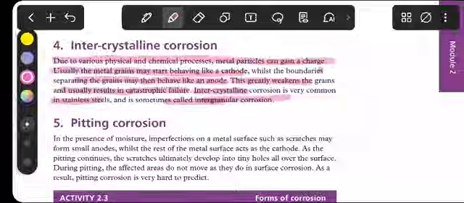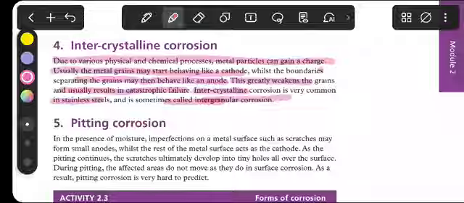This is due to a physical and chemical process where metal particles can gain a charge. It can take place naturally. Let's say you take a metal and place it on top of another metal, and you find out that the metal you place it on is positively or negatively charged. Remember, negative and positive charges attract each other. So due to those things, the metal can gain those charges and result in another form of corrosion.